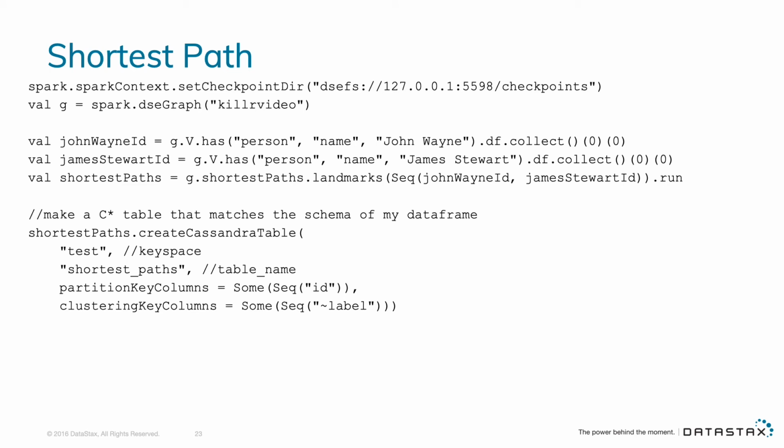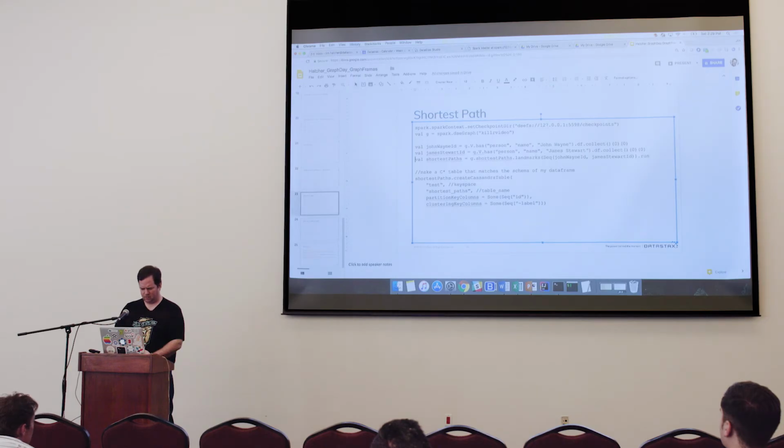So here's an example of how you run shortest path. One thing about running these graph algorithms is that it uses Spark checkpointing, so you have to set up a checkpoint directory on a distributed file system of some kind. So I'll just run that as a little plumbing, and then we're going to say I want to run from my GraphFrame.